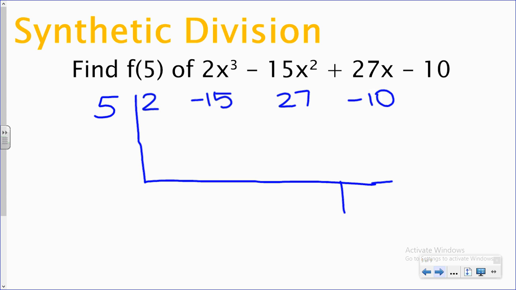So, find f of 5 of 2x cubed minus 15x squared plus 27x minus 10. Let's go ahead and just plug this into synthetic division. Whatever our remainder is will be our function value. What about the stuff to the left of the remainder? Like the 2 and the minus 5, what do you do with that? You just keep this for later.